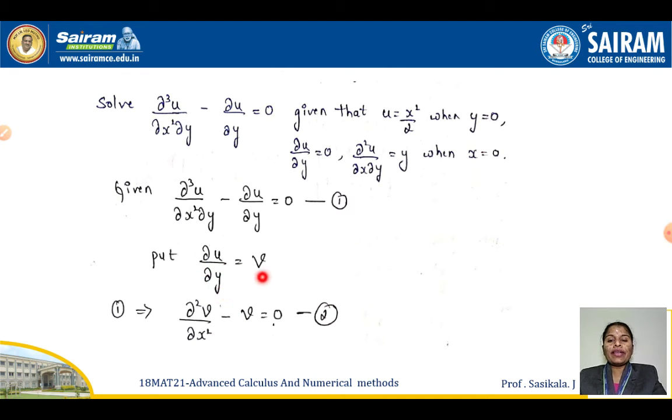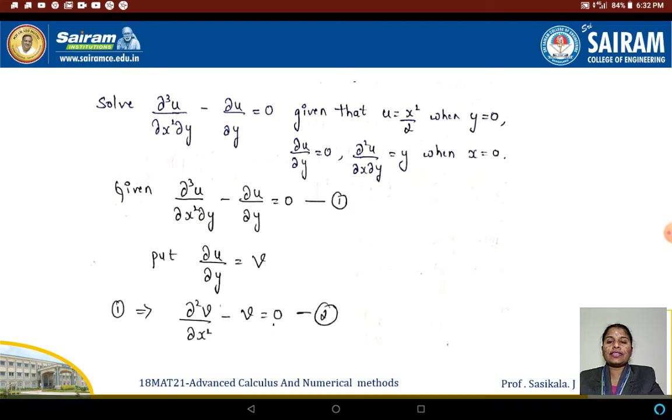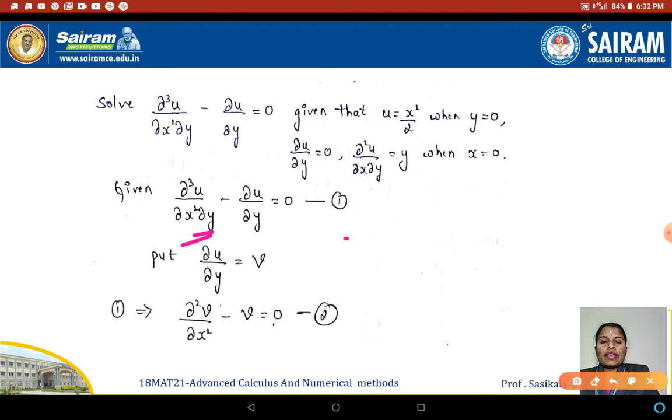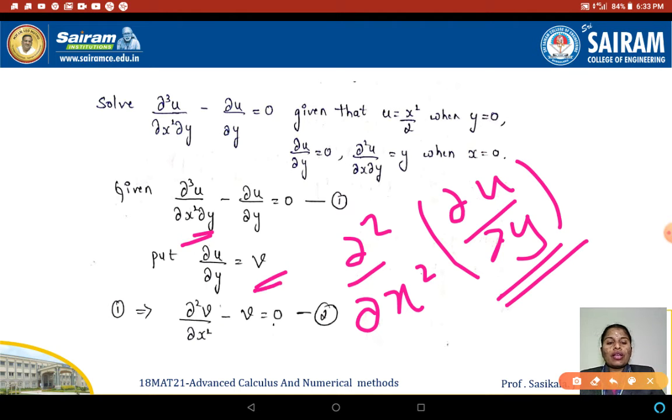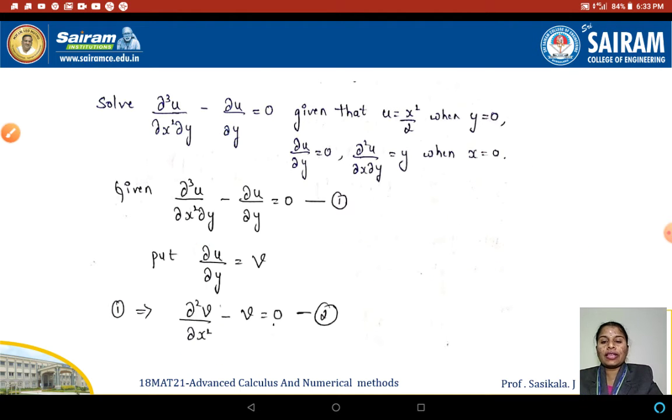∂u/∂y is v means it will be ∂²v/∂x², because you can see ∂²/∂x² of ∂u/∂y, I can write it. So this term completely I can replace as a v. Okay. So I'll get only ∂²v/∂x², then minus of ∂u/∂y, which is v, equal to 0. This you mark as equation number 2.